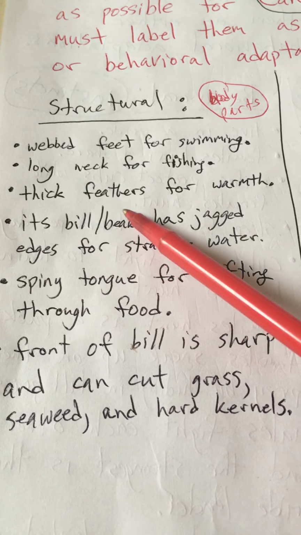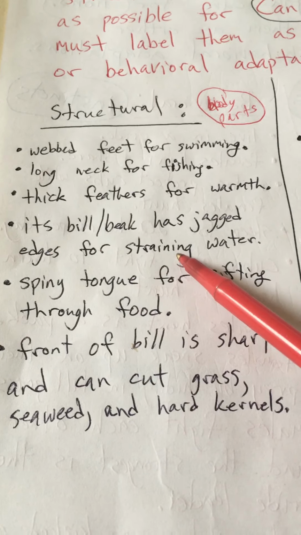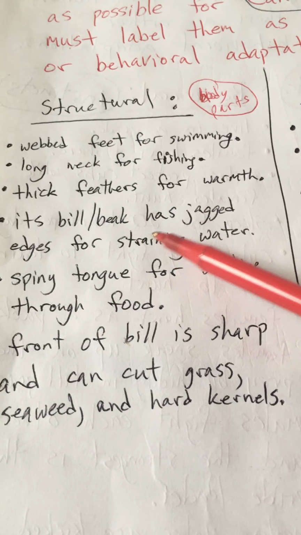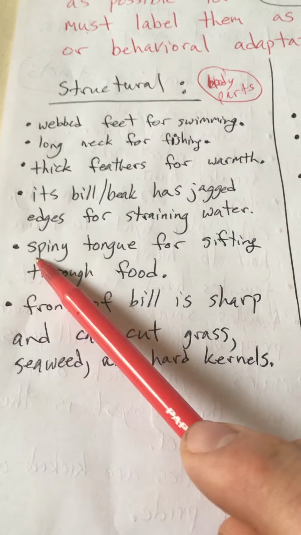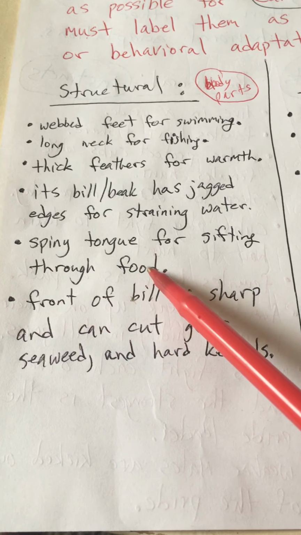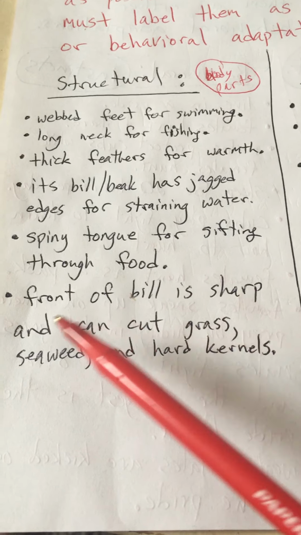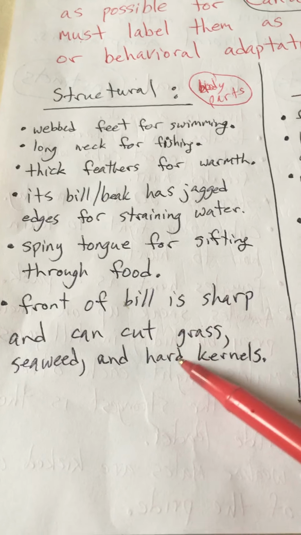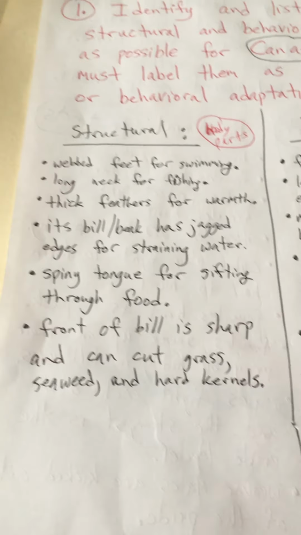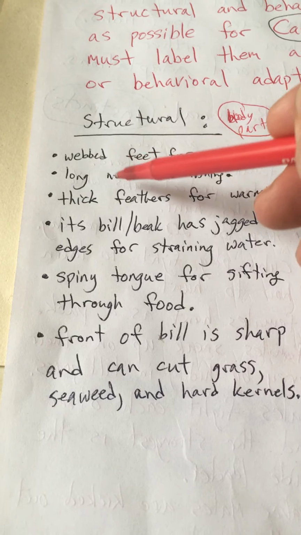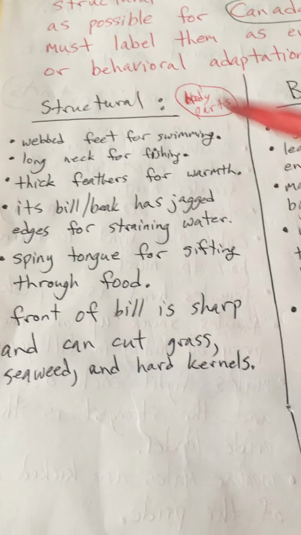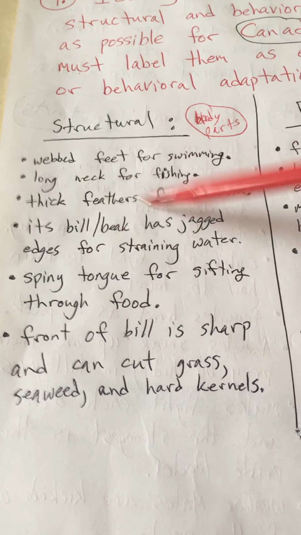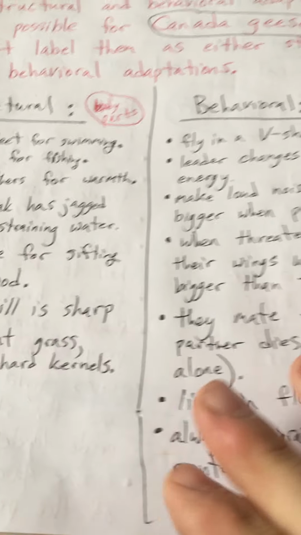Their bill or their beak has jagged edges for straining water. That way they can get the food out and strain the water out of it like you would strain pasta. They have a spiny tongue for sifting through food. The front of their bill is sharp and can cut grass, seaweed, and hard kernels. Okay, so those are all body parts, right? Their feet, their neck, their feathers, their bill, their tongue, and their bill again. Those are all different body parts that have helped them to be able to survive where they live.